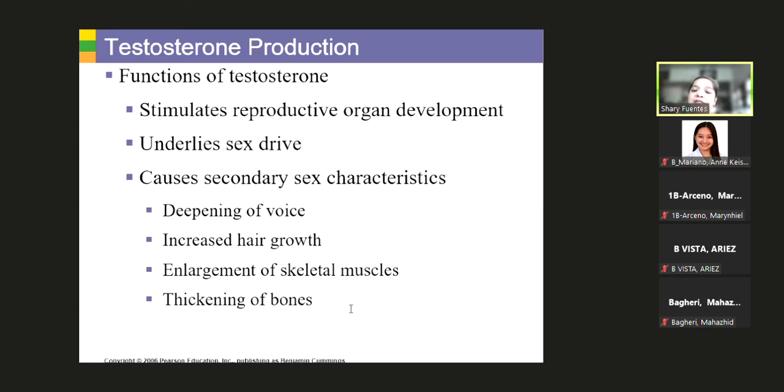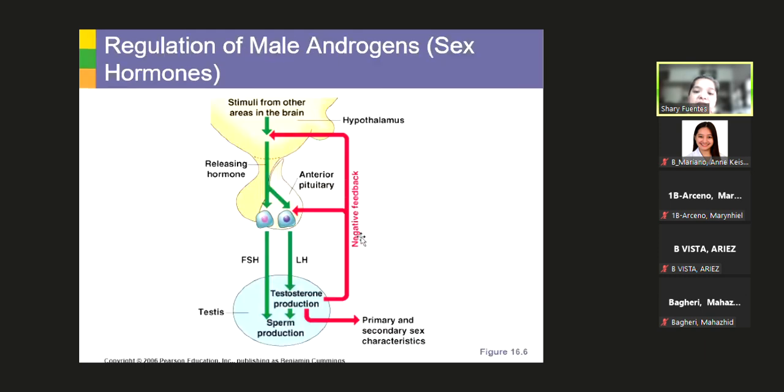Then there's enlargement of the skeletal muscles and thickening of the bones. That's why bones are sometimes used to distinguish whether a bone is owned by a male or a female, especially the skull. So they examine it because of the presence of the testosterone hormone. This is how it stimulates. With negative feedback, when levels get too high, they stop producing. The hypothalamus releases a hormone that stimulates the anterior pituitary gland to produce follicle stimulating hormone and luteinizing hormone. Follicle stimulating hormone stimulates sperm production, and luteinizing hormone stimulates testosterone production.